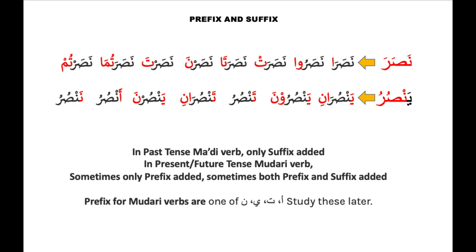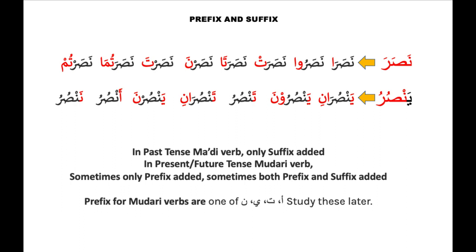So look at the prefix and suffixes here. Nasara, and after that you can say nasara. So there is an alif added at the end. So this alif is called suffix. Nasaru, waw alif is added at the end. So this waw alif is the suffix. Nasarat, ta with sukun at the end. So ta is the suffix here.